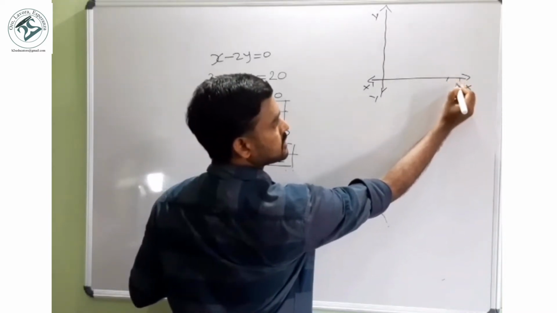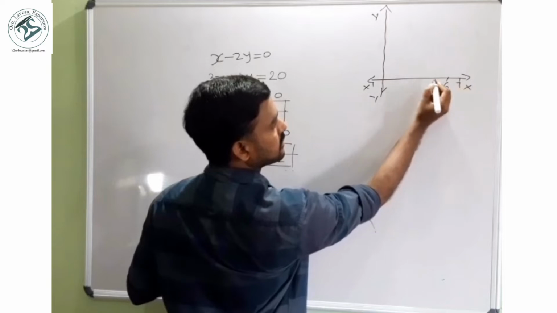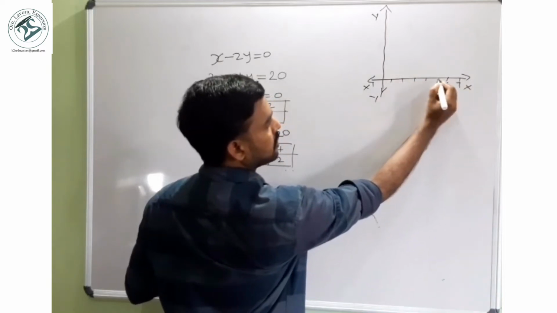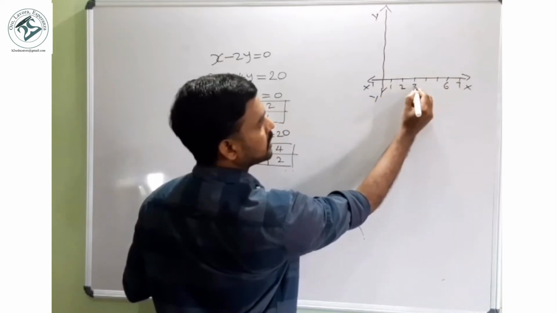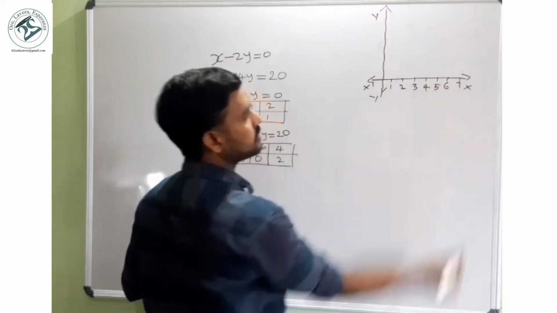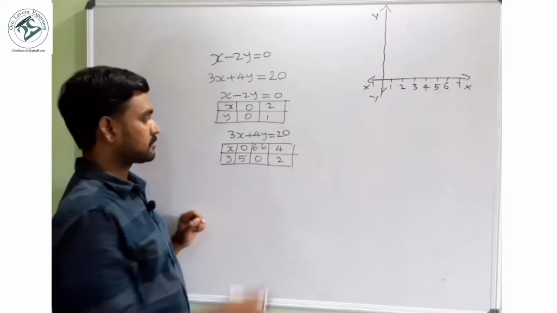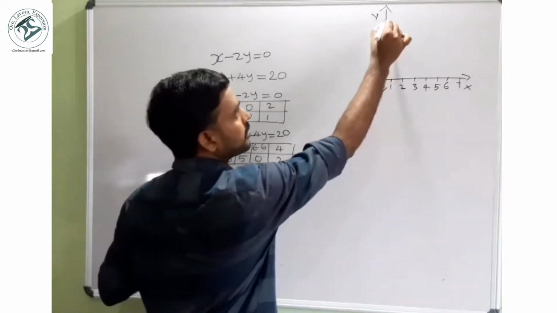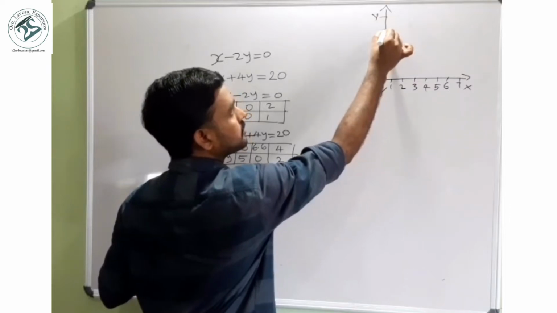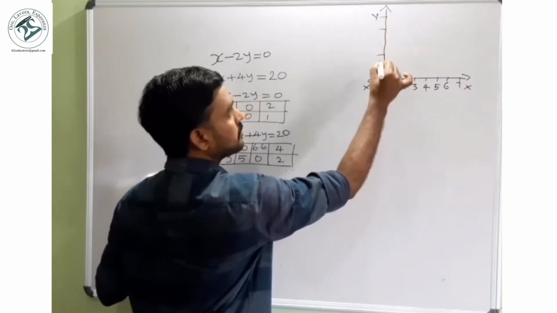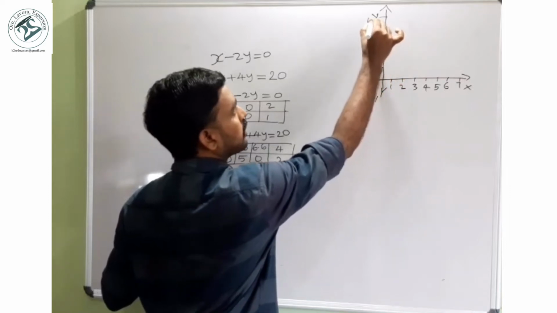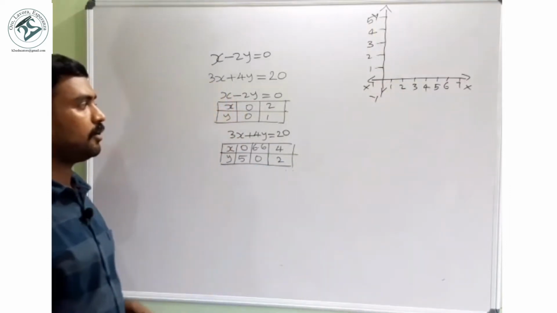Here is 7, here 6. 1, 2, 3, 4, 5, 6, 7. Now on the y-axis also, highest value 5, smallest 0. So we require 5 points. 1, 2, 3, 4, 5. Now we can plot the points.